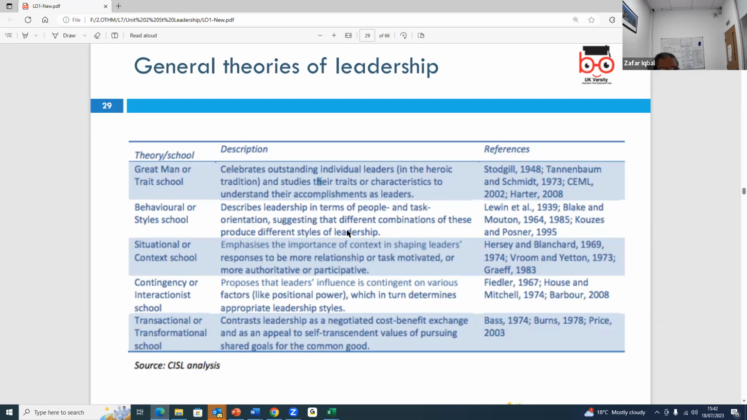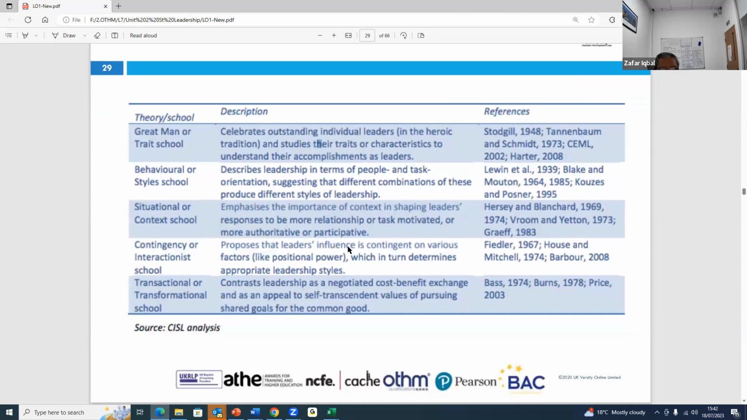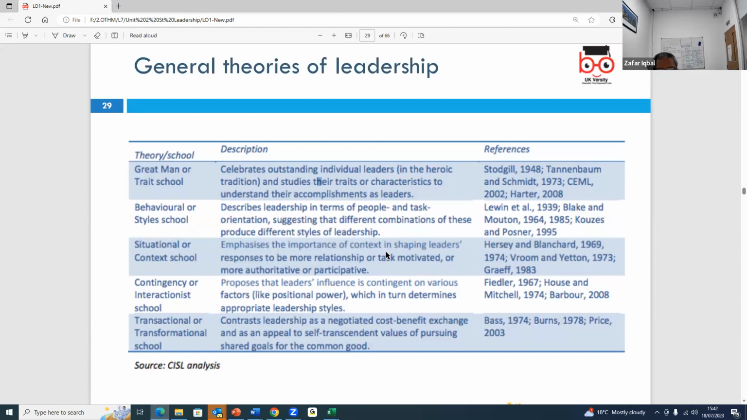The situational or context leadership school looks at leadership in the sense that leaders are task oriented, task motivated, more authoritative and more participative. And the contingency or interactionist school thinks that leaders influence various factors. They look at things in terms which determine proper or appropriate leadership. So they are situational, in other words.